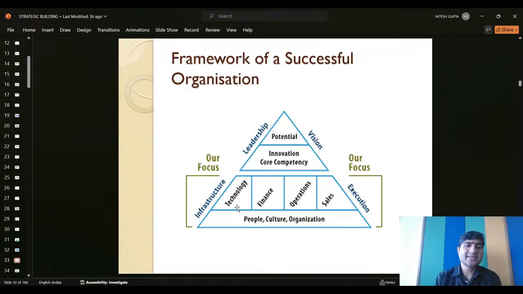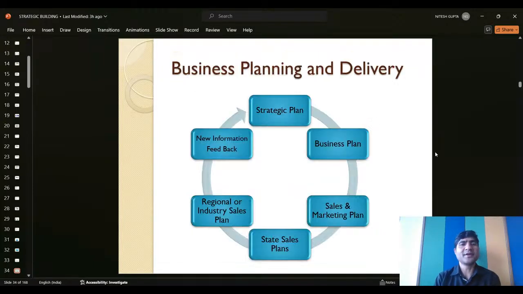Now, the organization has technology, finance, operations, sales, and this is basically the infrastructure which is required. And for execution, you need leadership, vision, potential, innovation, core competency. So for a successful organization, the focus has to be on whatever strength you have. What is your strength? Technology. Finance. Operations. Sales. And the most important strength you have is the people of your organization, the culture of the organization, and the organization itself. That is how the framework has to be.